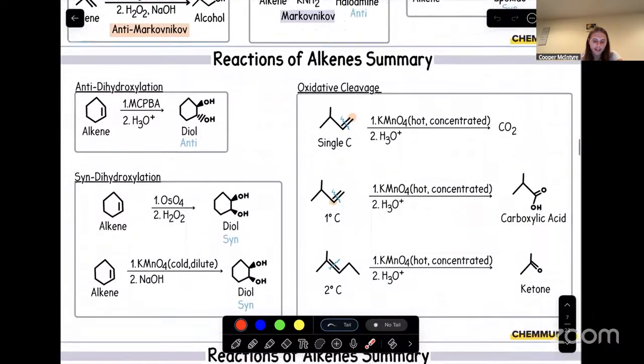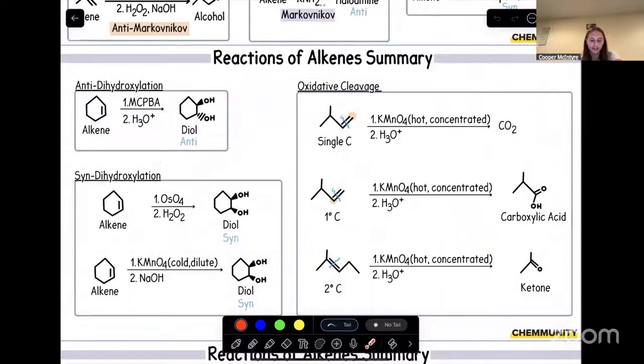And again, here's a good example of an anti-addition. We have one alcohol being wedged and then another alcohol being dashed. And then down here, great example of syn addition, where both our alcohols are wedged and they're facing the same side.